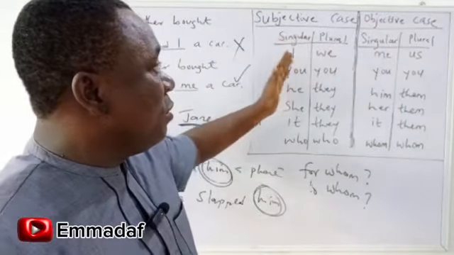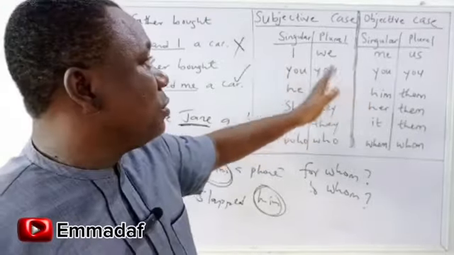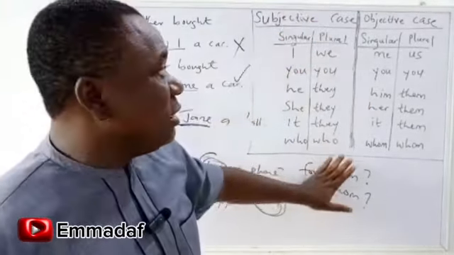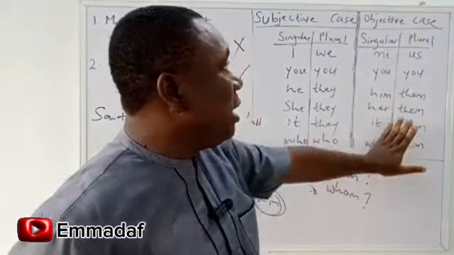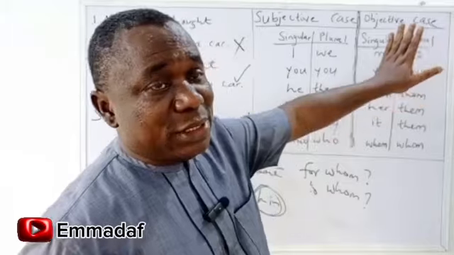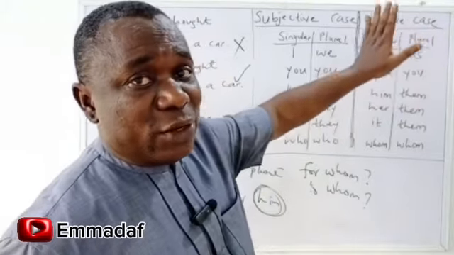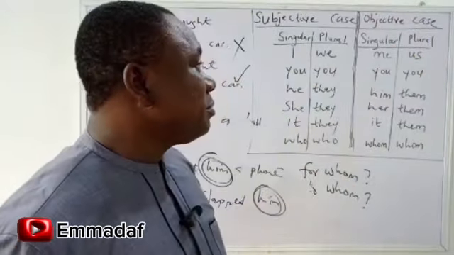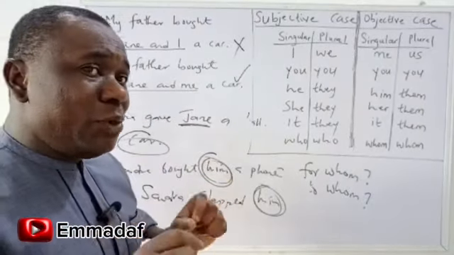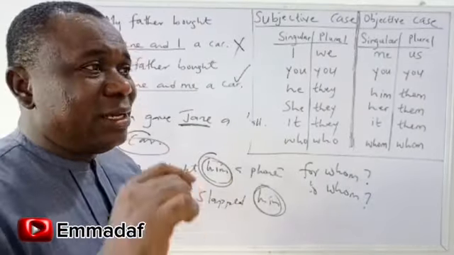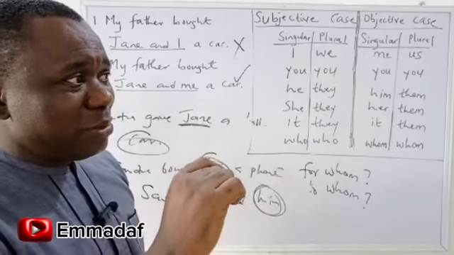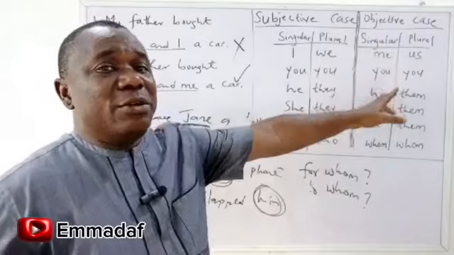Now this is just a table for reference purpose. This is singular. All of these ones here are used as subjects of sentences. All of these ones here are used as objects of verbs, direct and indirect object, and object of prepositions. So when you have a pronoun functioning as the direct object of a verb or the indirect object of the verb, it must be in the objective case.